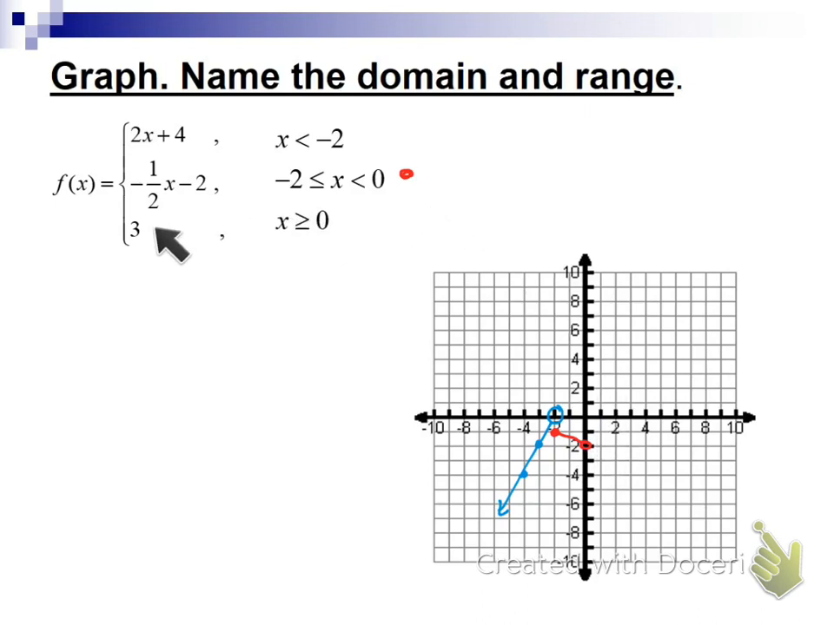Last part. Plug in 0. Wait a minute. There's no x. What is that? That's a horizontal line with every value being 3. So I'm going to do this. It's closed because it said it's equal to 0, and then greater than would be this. Cool? All right.